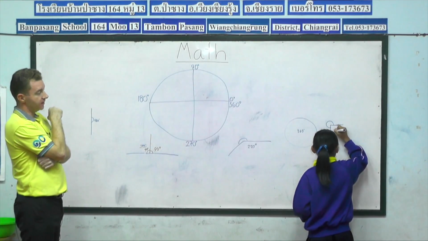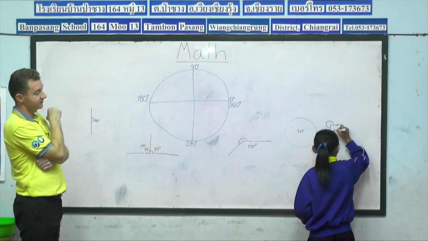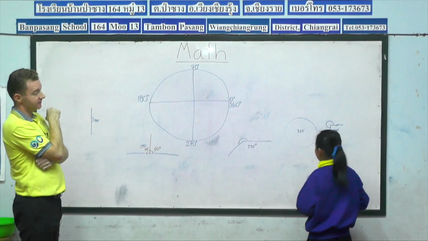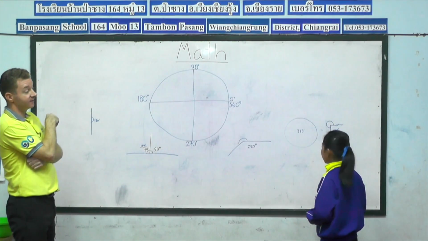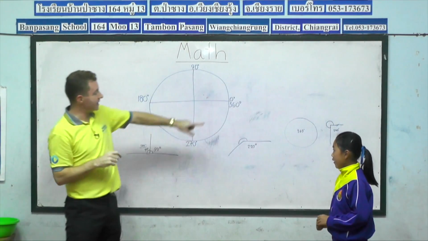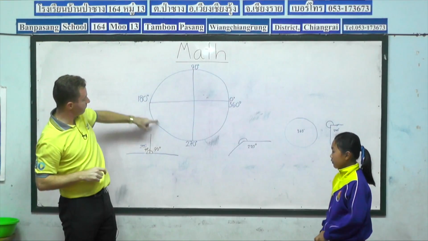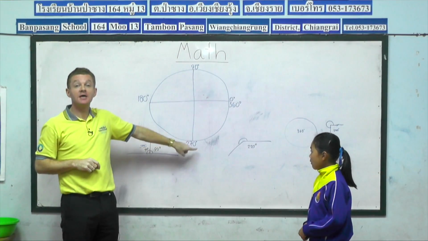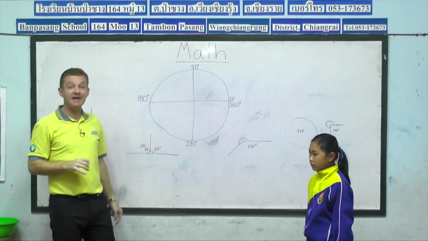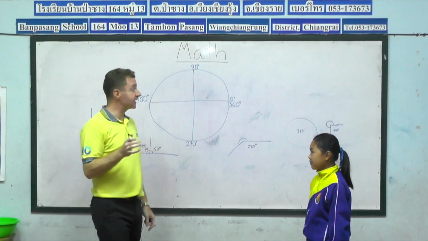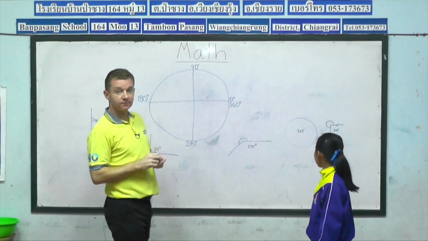Okay, looks good to me. How many degrees? How many degrees, Nadia? Yes, you can see Nadia's reflex angle starts at 0 and then comes all the way round to 3 right angles, 270 degrees.